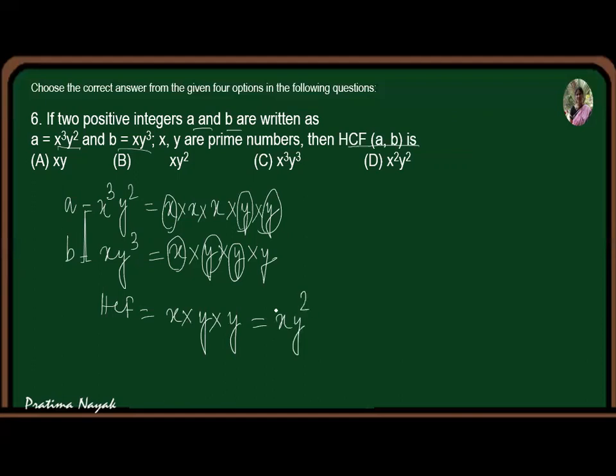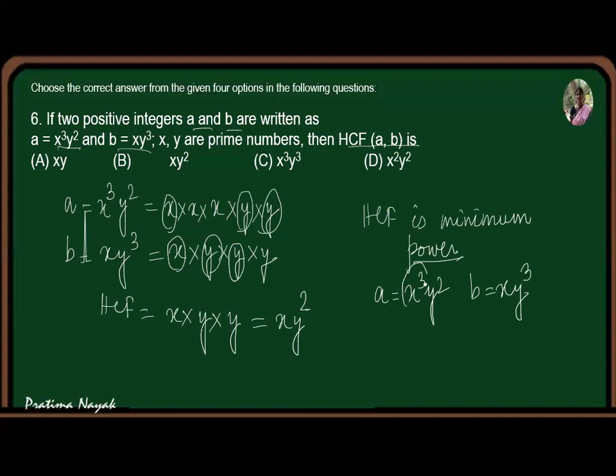x y square. So when it will be in algebraic form, HCF is the minimum power of both the factors. That means A was x cube y square and B has x y cube. So first compare x, the minimum power is 1. So HCF is x power 1. If we compare this x and x, the HCF will be minimum power x 1.